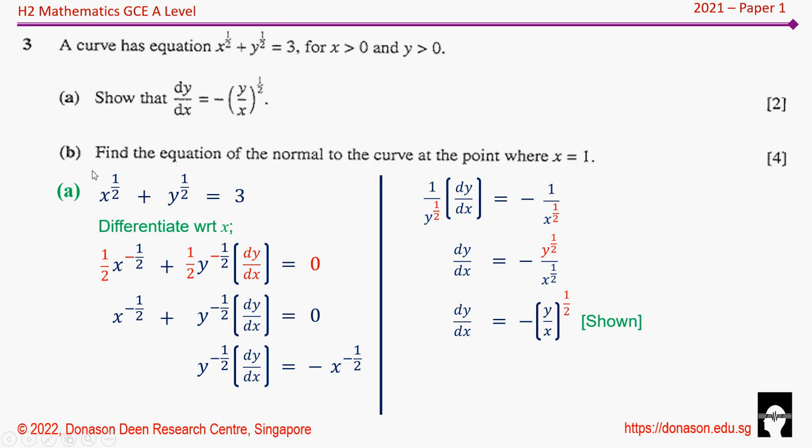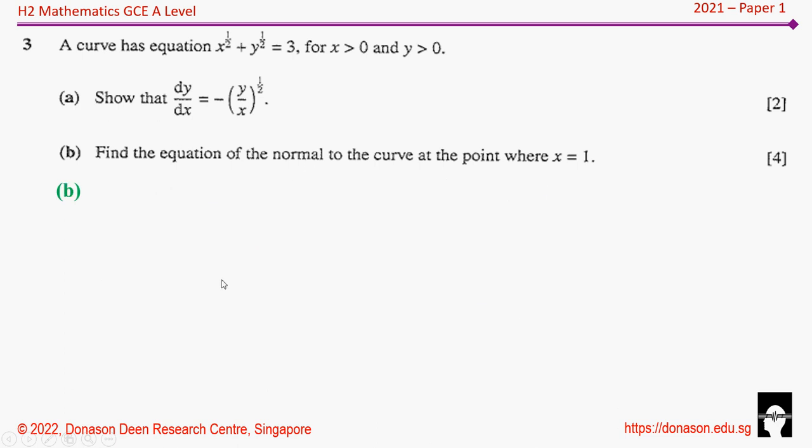Now let us move on to part B, which says find the equation of the normal to the curve at the point when x is equal to 1. Of course, when you look at the word normal, we know that we need to find the gradient of the tangent. So it's easy for us to get the gradient of the normal by taking the negative reciprocal of the tangent.